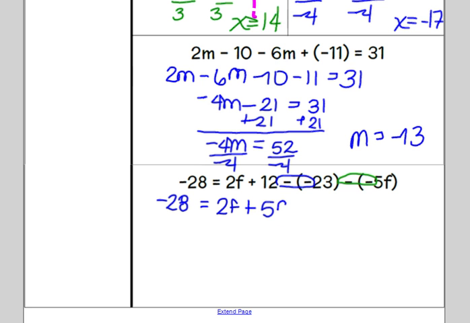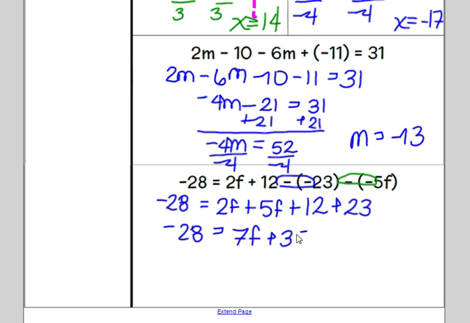So remember the opposite of negative. And then I have a positive 12. And this minus negative 23 is going to change to a plus 23. So then I can combine my like terms. So if I have negative 28 equals 2f plus 5f would give us 7f. And a positive 12 and a positive 23 would give us 35.